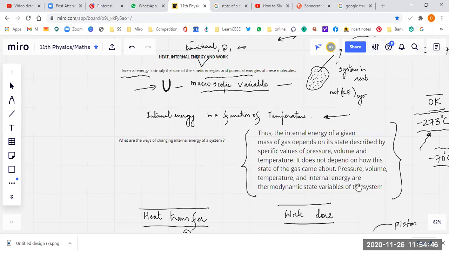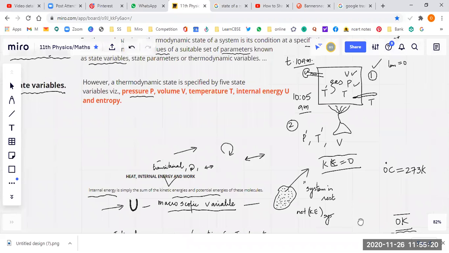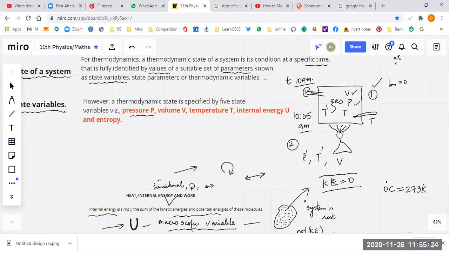Now, what is the meaning of this? The internal energy of a system depends upon the state described by pressure, volume, and temperature. It doesn't depend upon how this state of the gas came about. That means internal energy at a particular time can be measured. It doesn't matter how the state was changed, whether we used a burner with low flame, high flame, or medium flame to change its state from 1 to 2. Internal energy doesn't depend upon that.